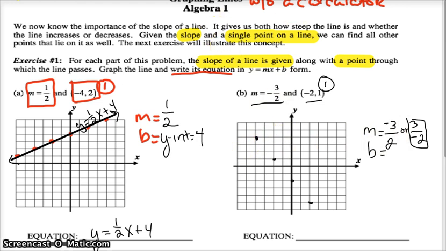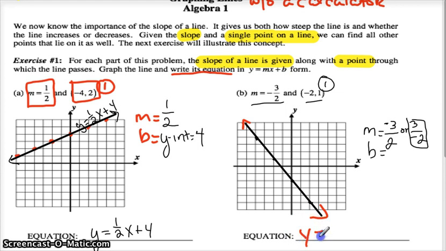We're going to connect our points here with a straight edge. Make sure, please, that you're using a straight edge and that it's going through all the points. And then we want to make sure that we have arrows at either end. And we want to label the line with the equation of the line, which in this case we have not written yet. So let's get that done.